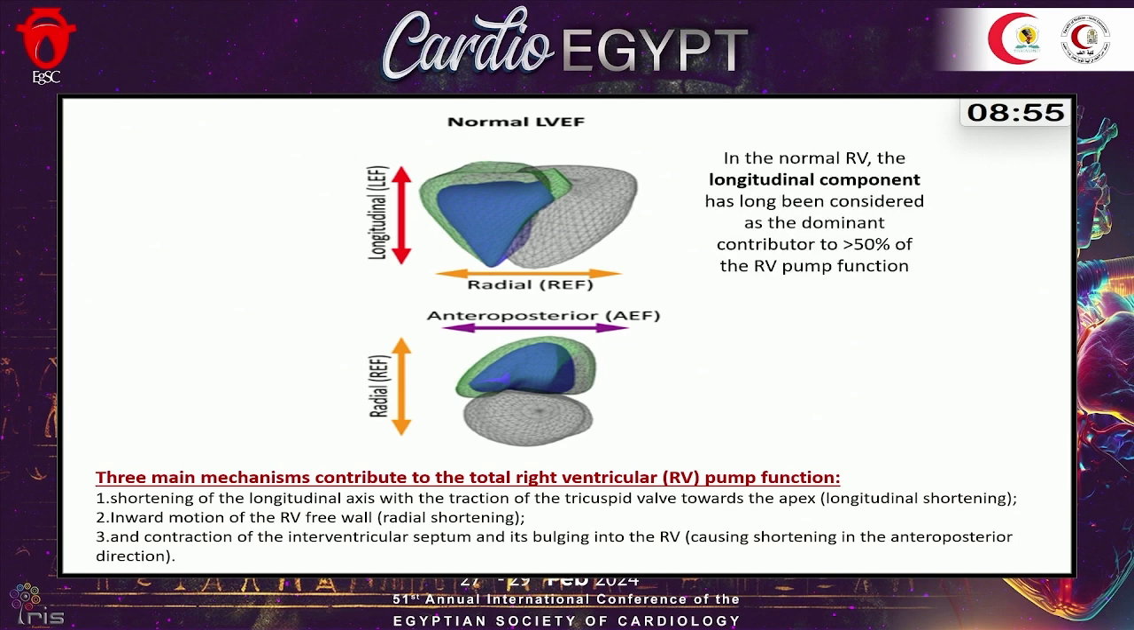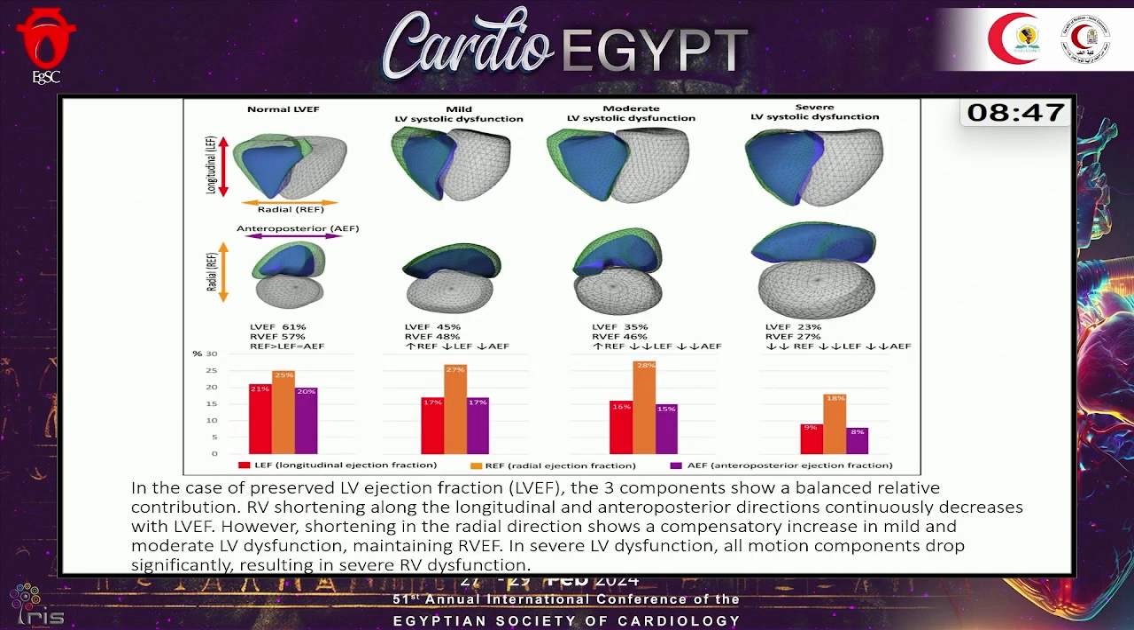In the normal RV, the longitudinal component has long been considered the dominant contributor to more than 50% of RV pump function. Let's see how the RV will behave when the LV starts to deteriorate. These are, as we said, the color codes: the longitudinal, radial, and anteroposterior.